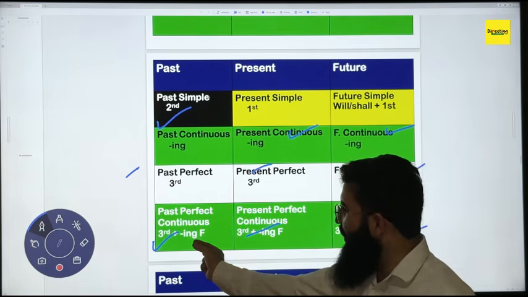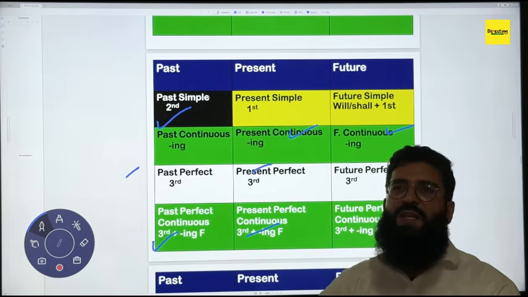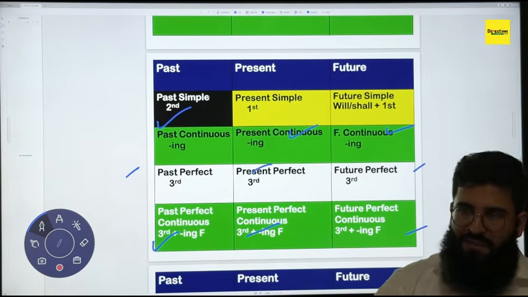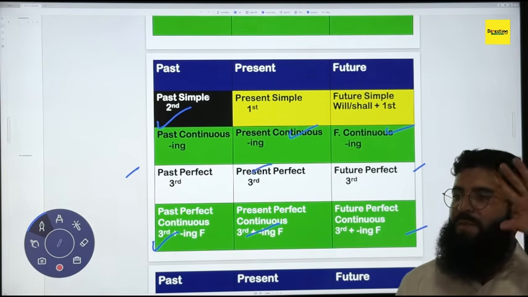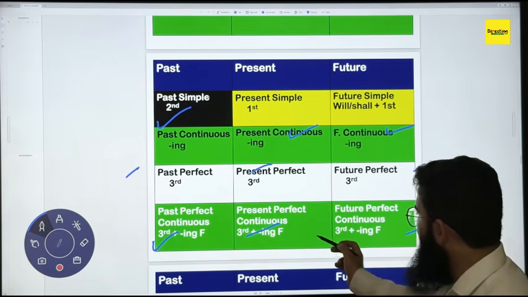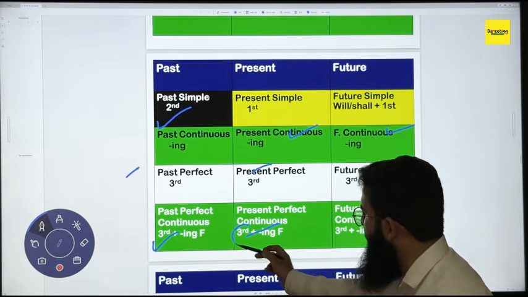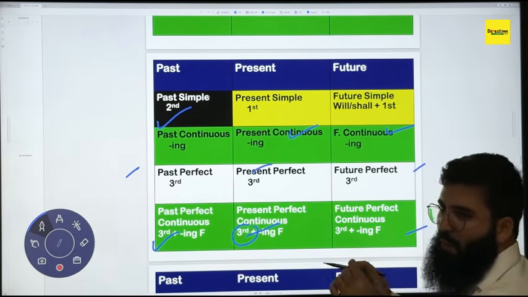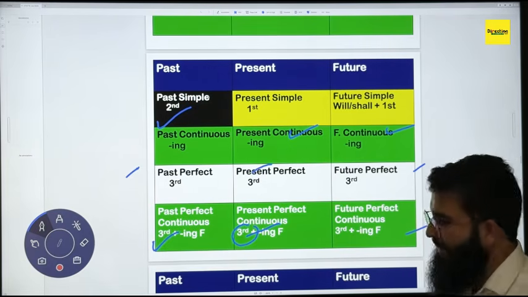But here I will add one more thing here. Third form, you can take any verb in the world, like driven, like eaten, any verb in the world. But here, this third form in these 3 tenses is only the third form of be, that is been.